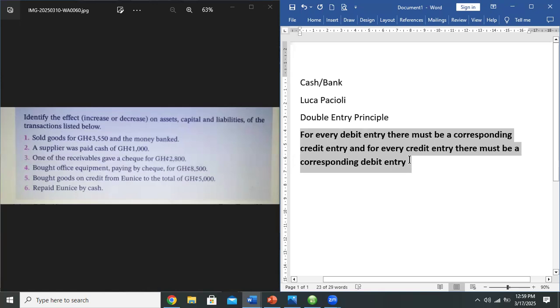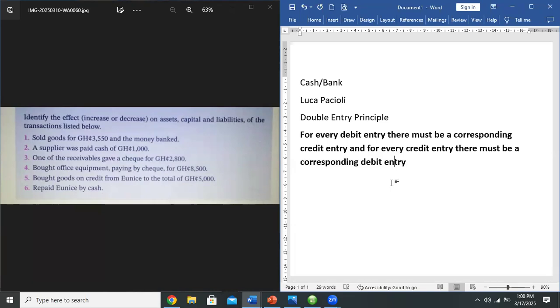For every debit entry, there must be a corresponding credit entry. And for every credit entry, there must be a corresponding debit entry. So the second line is more or less like the vice versa of the other, right? But the key thing you have to pick here is that Luca Pacioli said that if you do a debit on one side, there should be a corresponding credit in the other side. Right?